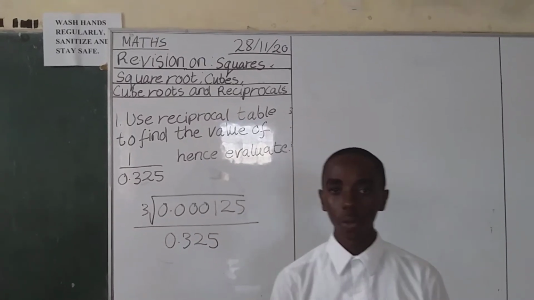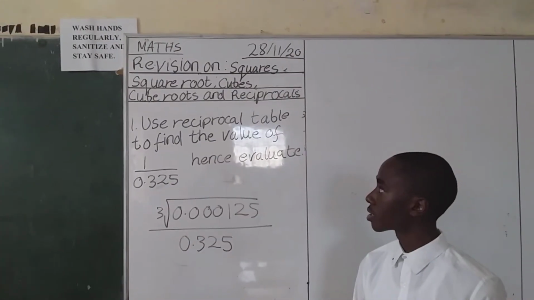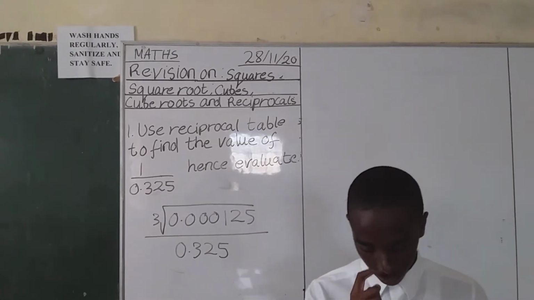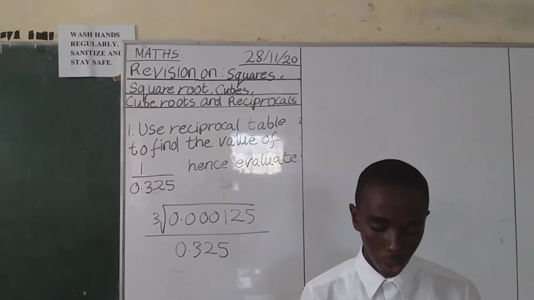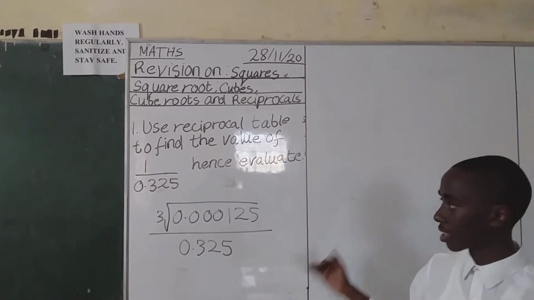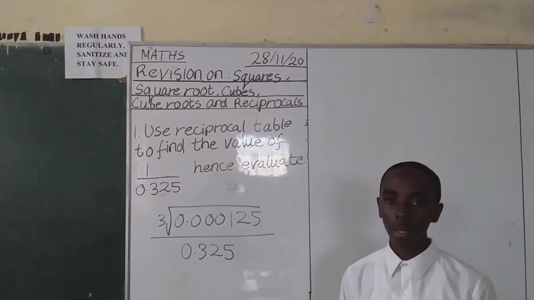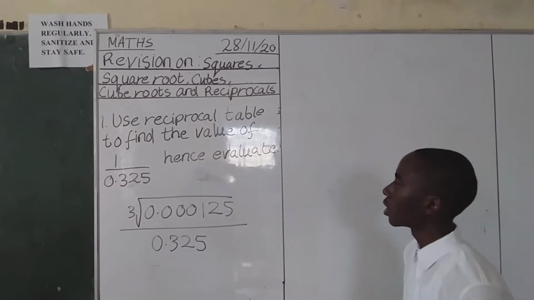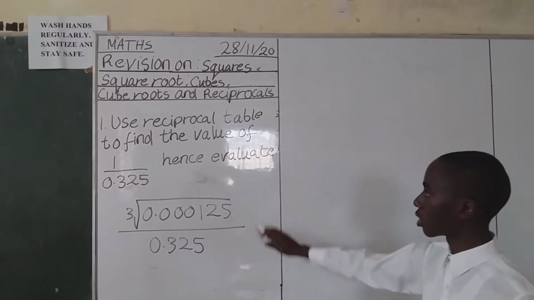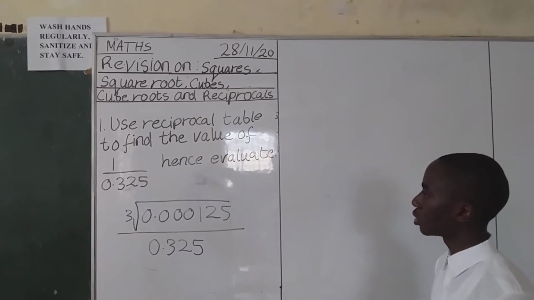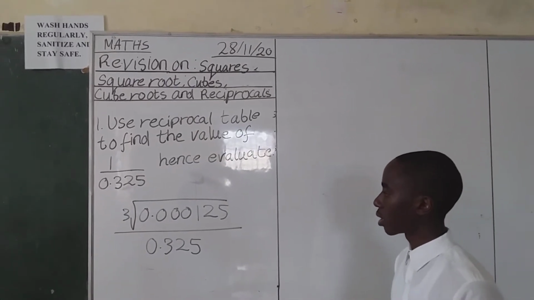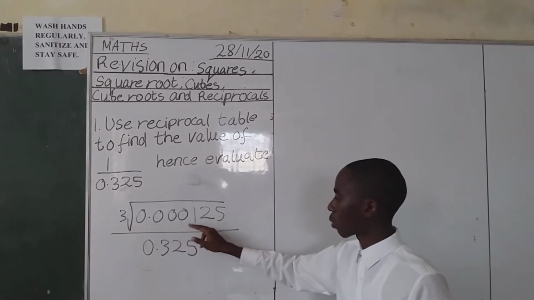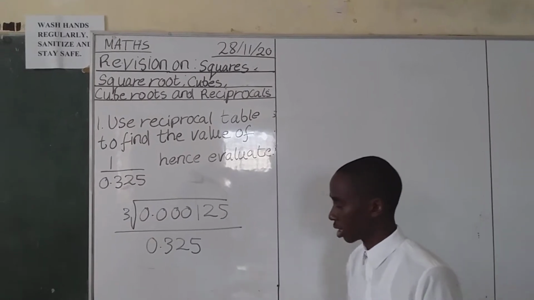Today we are going to look at revision on squares, square roots, cubes, cube roots and reciprocals. These are the topics that we have recently covered in our previous lessons. That's why we are revising them, to understand these concepts and to be able to solve mathematical problems when you encounter them in our examinations. To start off, today we use a question which is on the board. Use reciprocal tables to find the value of 1 over 0.325, hence evaluate the cube root of 0.000125 over 0.325.